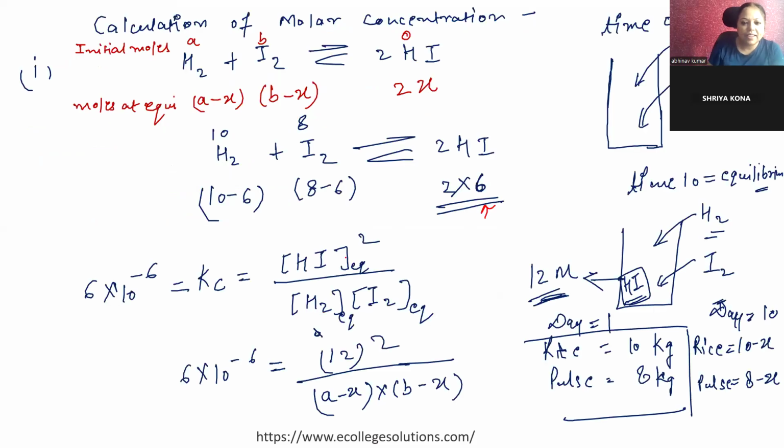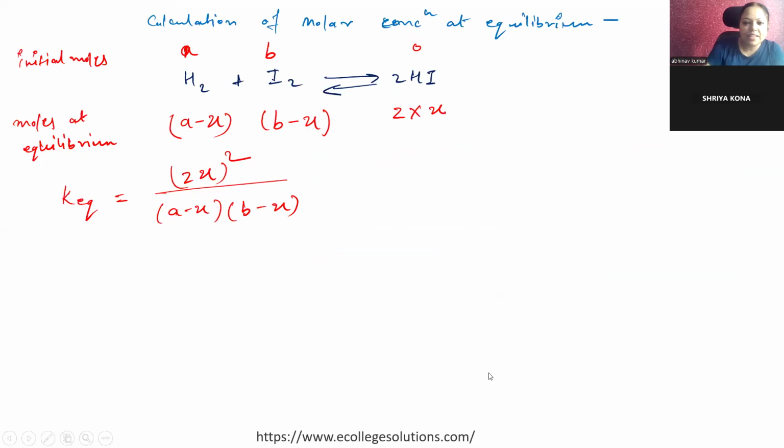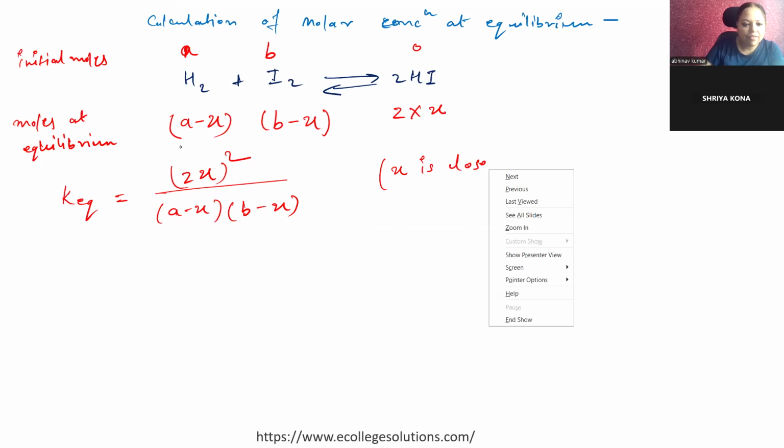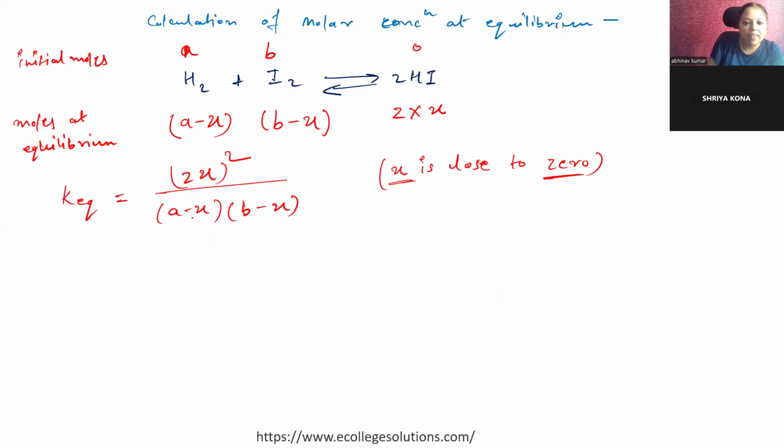Now, point is that in these kind of calculations, if I go back, we basically assume that this x is close to 0. Every time we are doing these kind of calculations, whether in solutions or in chemical equilibrium, we believe that x is close to 0, but we place x equal to 0 only where it is in the subtraction form, not in this form. So you can write K equilibrium is equal to 4x squared over A times B.